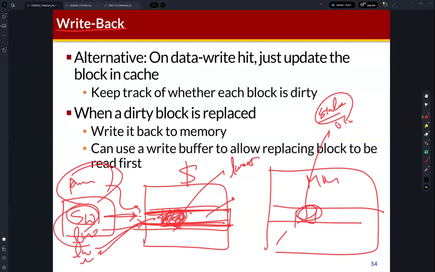So I mentioned that if data exists in the cache, there is no problem. But when this block is evicted from the cache, this is the problem, right? So in the write-back policy, when an updated cache block is evicted from the cache, then this cache block is updated to the main memory.